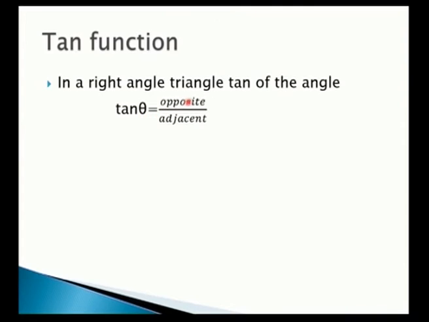Next, we will move to the tan function. Tan function in a right angle triangle can be defined like this, or the tangent of the angle can be defined as opposite side by adjacent side. So, this is how tan function can be defined as a ratio of sides of the right angle triangle. This ratio is called a trigonometric ratio.